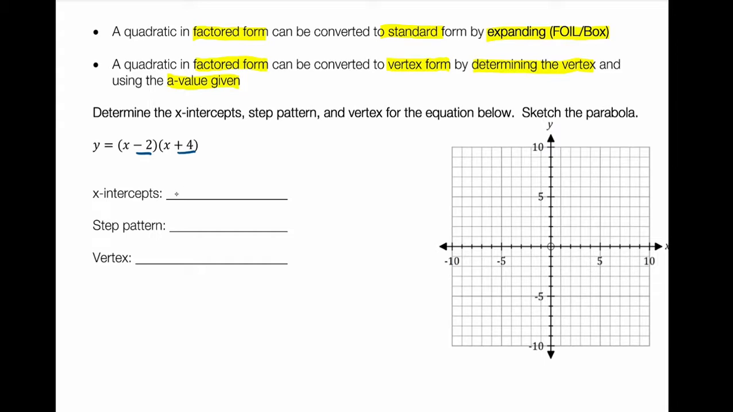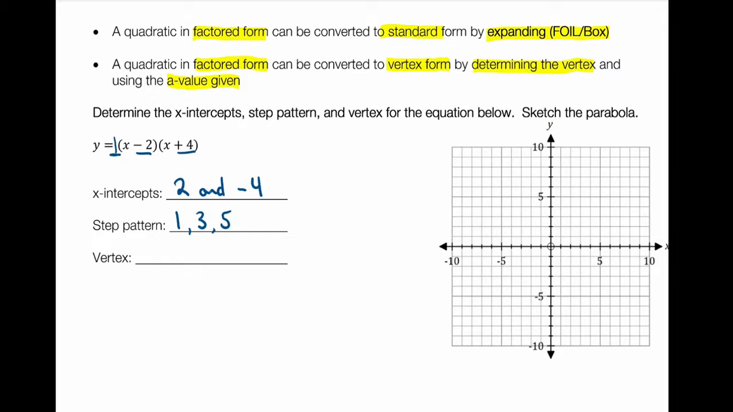So my x-intercepts in this case are going to be 2 and -4, because it's the opposite of what we see. The step pattern, again, follows that 1a, 3a, 5a pattern that we've seen in all the other forms. I look for the number in front out here. I don't see anything, so I assume there has to be an invisible 1. That means my step pattern is 1 times 1, which is 1, 3 times 1, which is 3, and 5 times 1, which is 5.